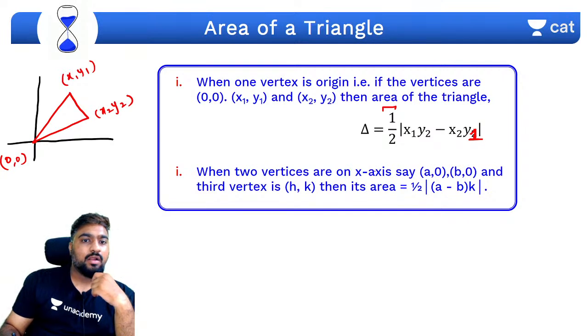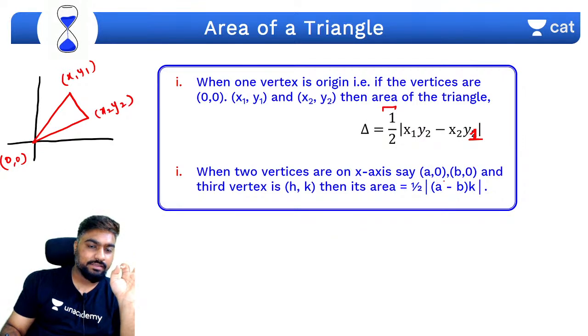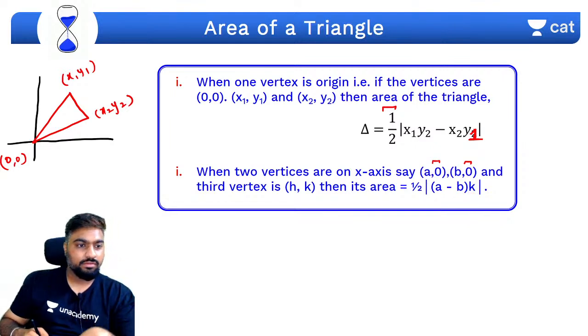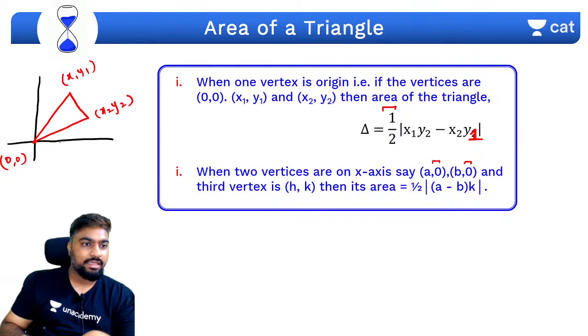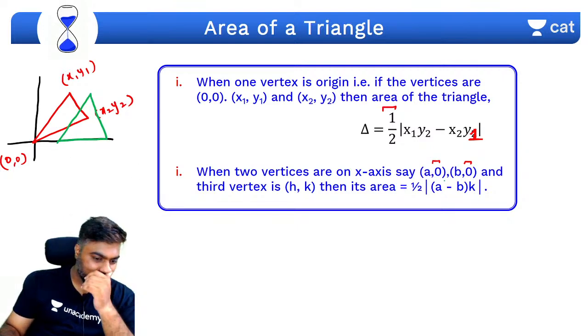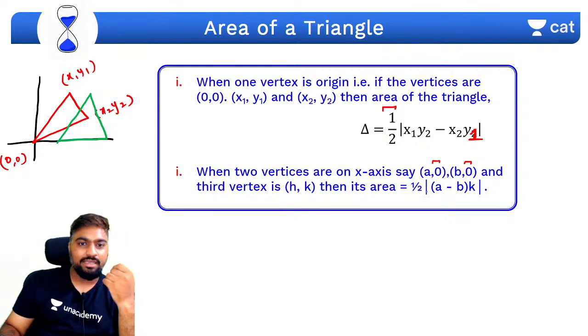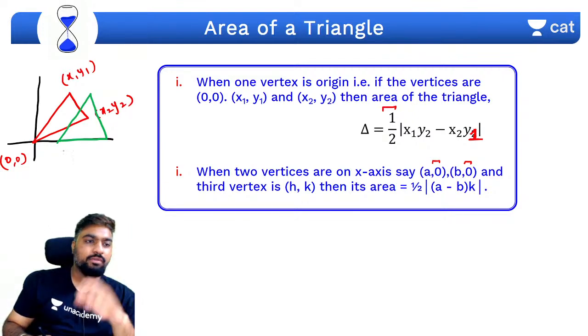When the vertices are on x-axis, if two vertices lie on the x-axis, मतलब y coordinate 0 है ना, and third vertex is h comma k, then its area becomes 1/2 into a minus b into k. Yes, that is if your triangle is something like this, x-axis पे अगर वो lie कर रहा है and two vertices are on the x-axis, ये आपको अलग से याद रखने की ज़रूरत नहीं है गाइस, रिमेंबर, ये अलग से याद रखने की ज़रूरत नहीं है, आप डायरेक्ट फॉर्मूला ही लगाओ, राइट.